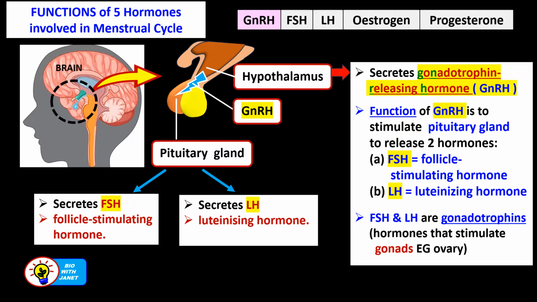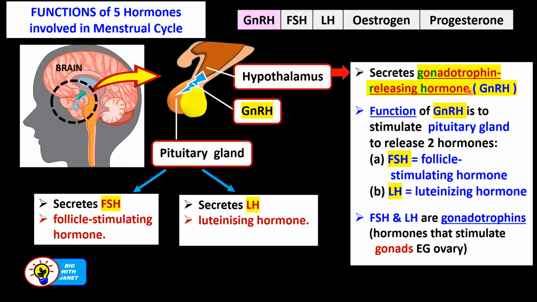So the first hormone that acts in the menstrual cycle is GnRH. It is secreted by the hypothalamus and its full name is gonadotrophin releasing hormone, GnRH. So what is a gonadotrophin? As you can see below here, FSH and LH are gonadotrophins. They are hormones that stimulate the gonads, the reproductive organs, such as the ovary and testes.